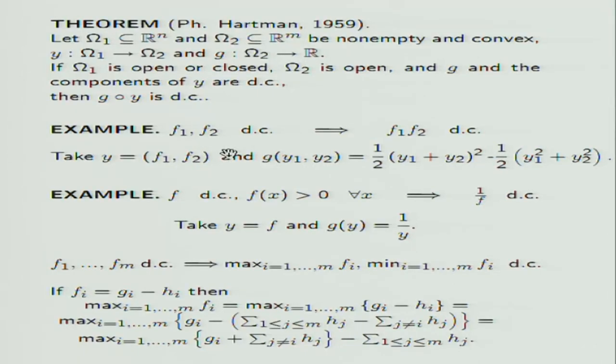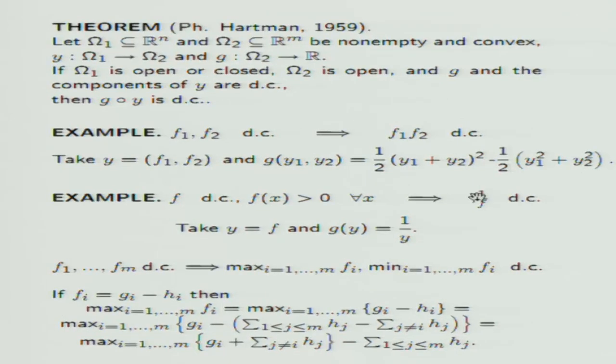The product of two DC functions is DC. Here is the proof. Apply the present theorem to the vector function y, whose components are f1 and f2, and consider g to be the function y1 times y2, which is DC as clearly shown by this decomposition. Then applying the theorem, you get that the product is DC. The reciprocal of a positive function f is DC. It follows again by applying that theorem to the case when y is the vector function, which in this case is a scalar and coincides with f, and g is the function 1 over y, which is convex for y positive.